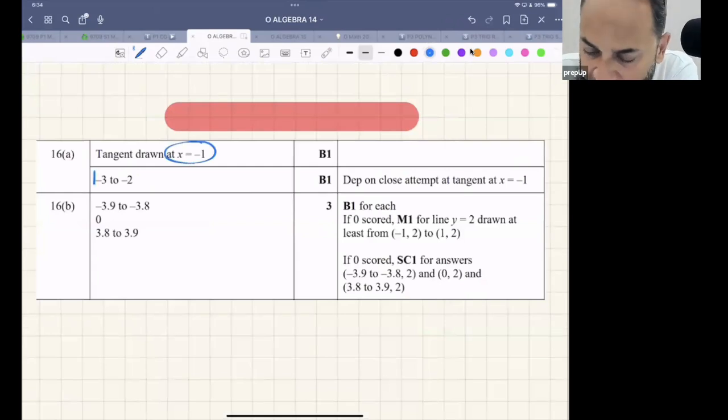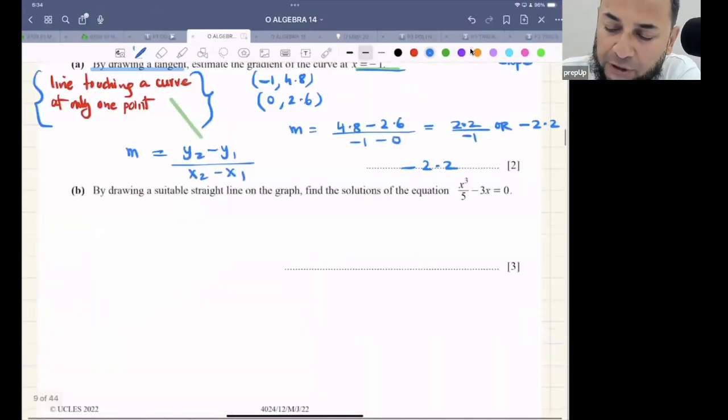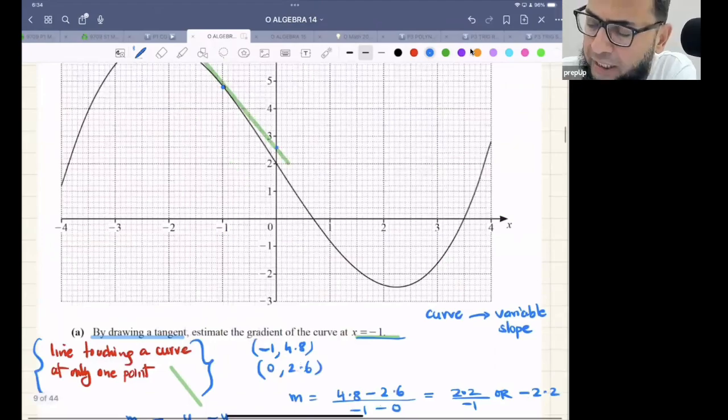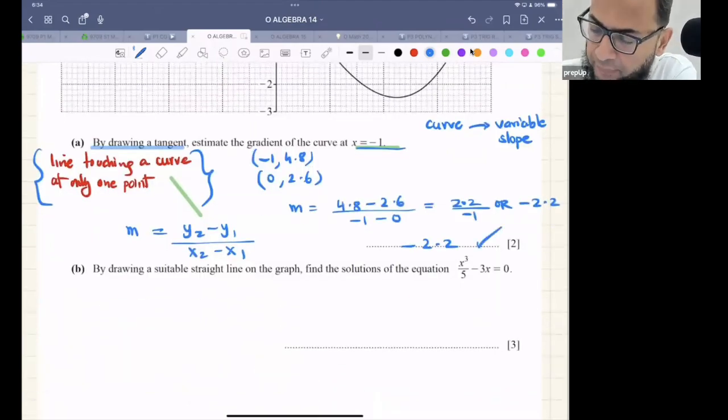Tangent drawn, negative 3 to negative 2, that is the answer. It depends on your attempt at the tangent at x equals negative 1. So it all depends on how you would have drawn it. They have given a range of values which is negative 3 to negative 2. Ours is negative 2.2. That is all good, all perfect.